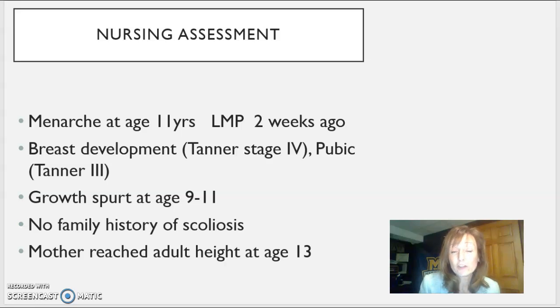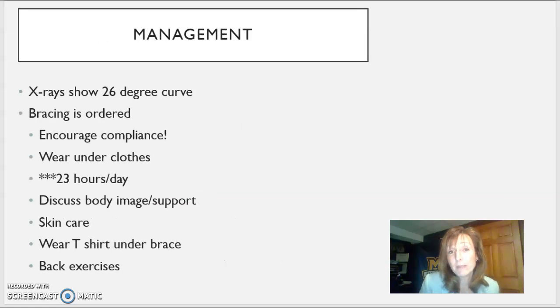The parents state there is no family history of scoliosis. And interesting, the mother reached her adult height at age 13. So she said once she hit 8th grade, she was done growing. And it is genetic. So we do look and see what the pubertal development was of the mother. So how are we going to manage this child? Well, we did an x-ray, and it shows a 26-degree curve.